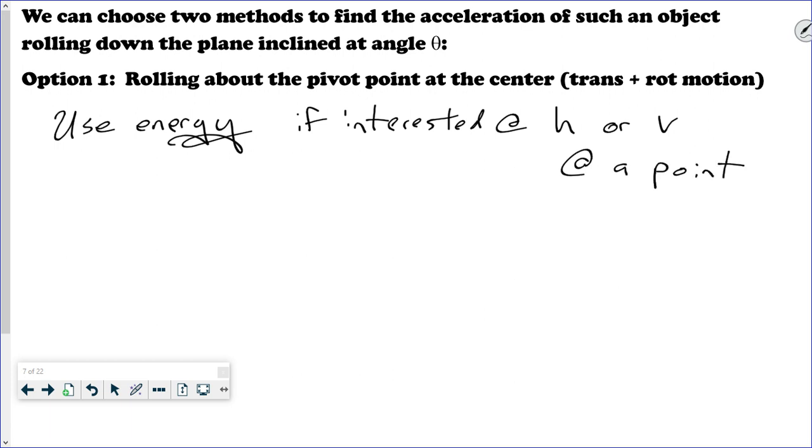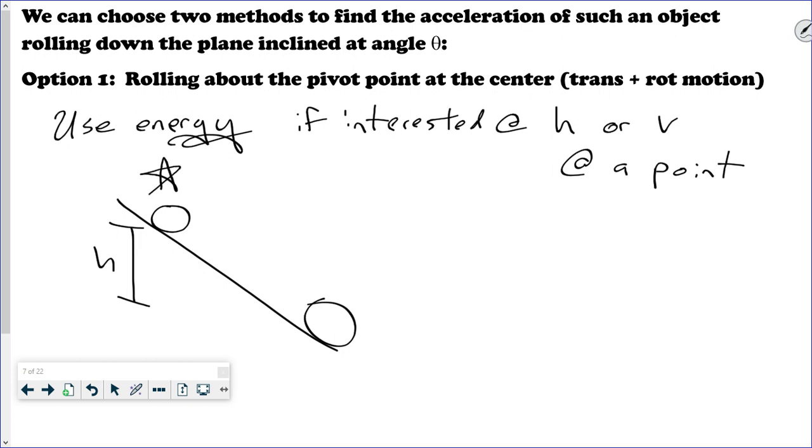In other words, if you've got a thing rolling down a ramp like this, and you know the height of the ramp, and you want to find the velocity at the bottom, that's a good indication that you're going to be using energy. Remember, we talked about that in class: energy is a good tool if you know information about one point in an object's motion, and you're looking for information at another point in an object's motion.